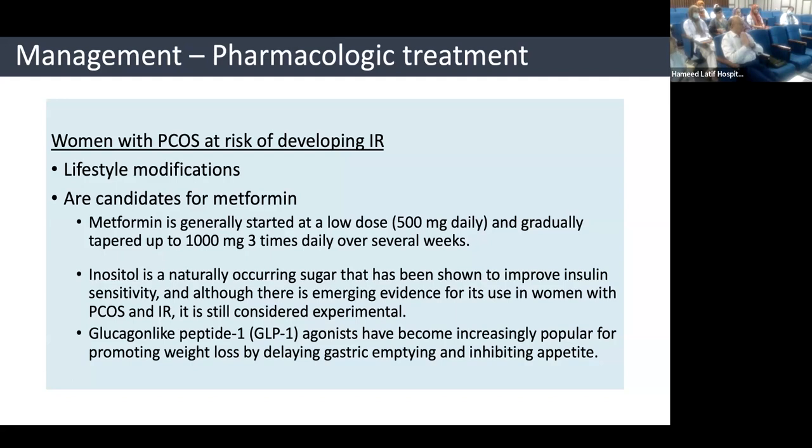I am not very fond of inositol. Absolutely not. I have never prescribed inositol. Although this particular write-up does say that there is an emerging evidence for its use in women with PCOS and insulin resistance, but it is still considered experimental.